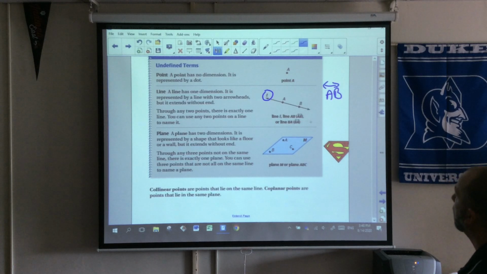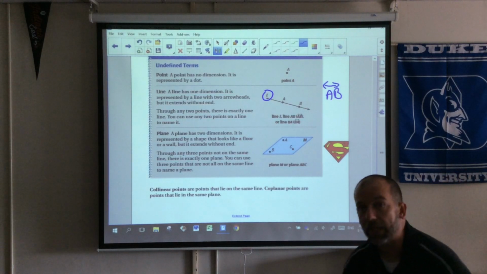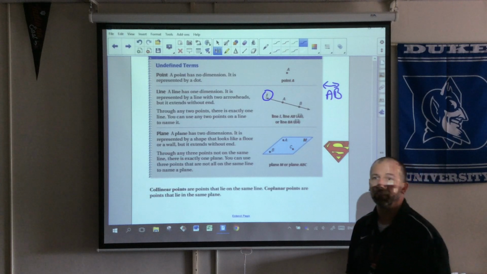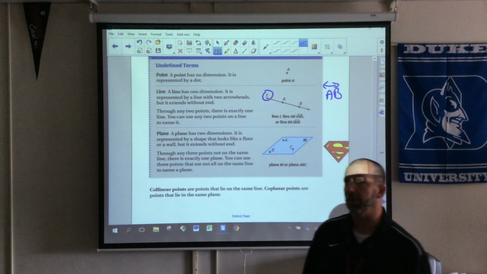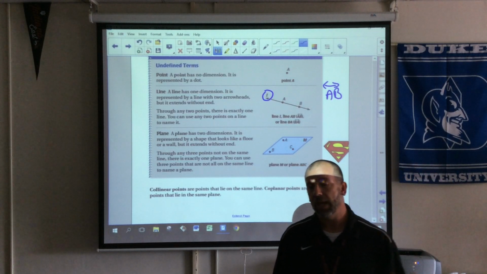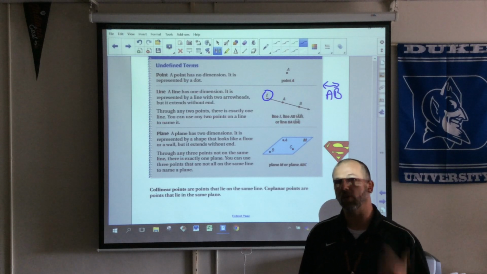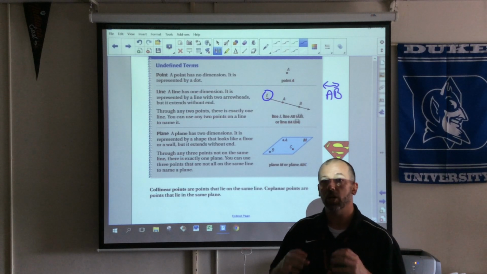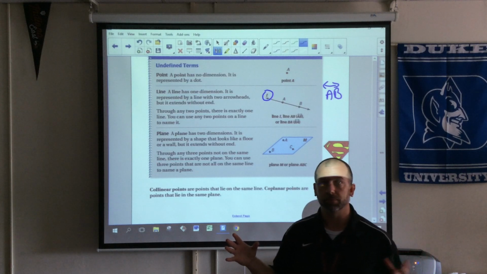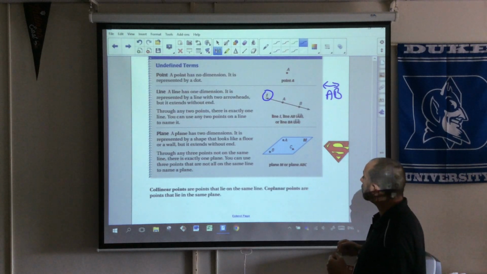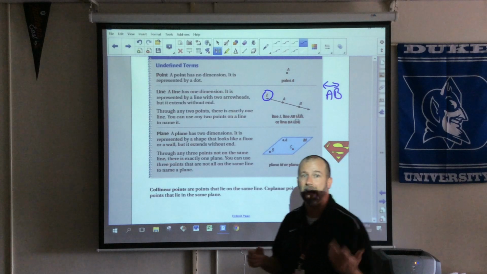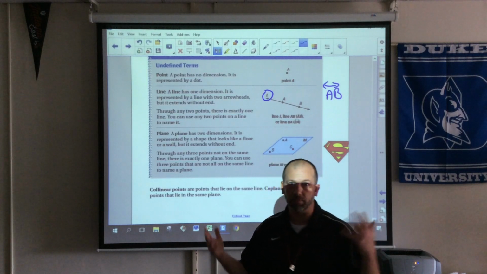Okay? Then, predictably, if two lines intersect, it creates a point. And if the two lines don't have any thickness, then the point doesn't have any thickness. Every point you've ever drawn on a graph is infinitely too big. Okay? We label points with a capital block letter. A, B, C, Z, whatever.